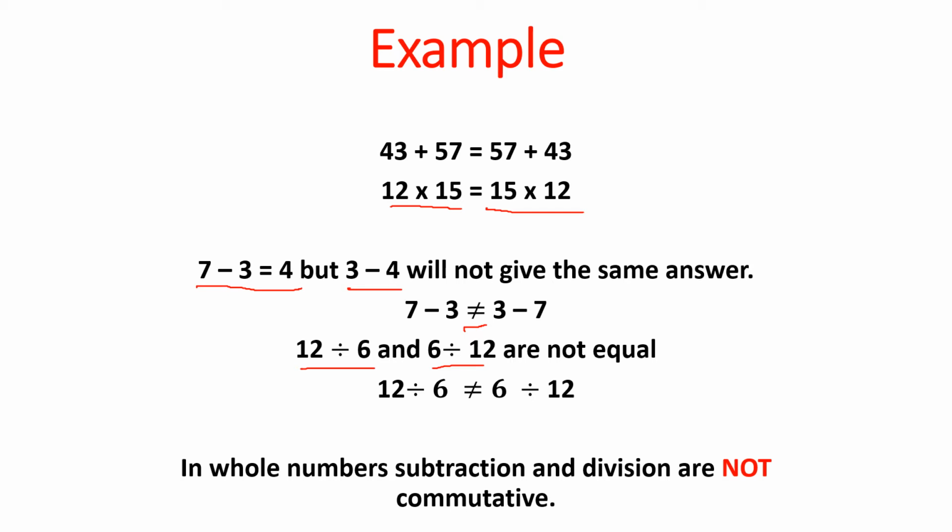So the commutative property holds only for addition and multiplication. Commutativity does not hold for subtraction and division. So the two operations, subtraction and division, are not commutative.